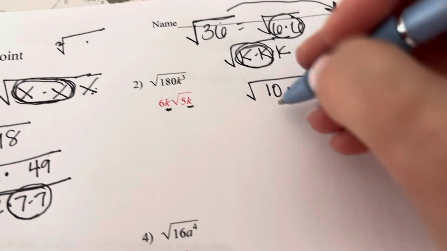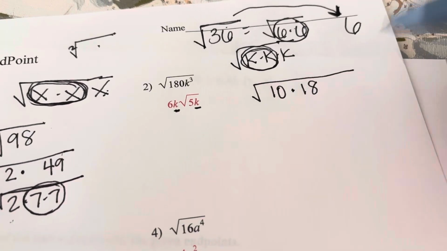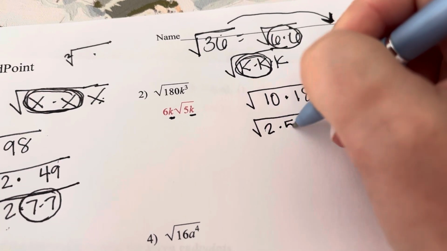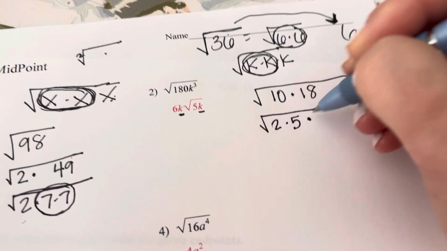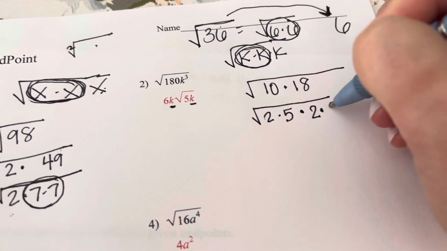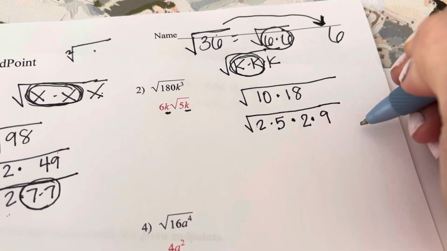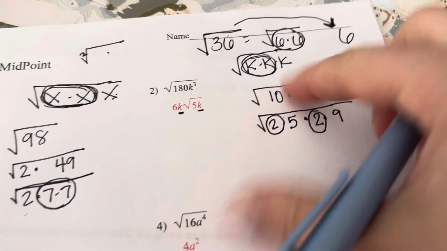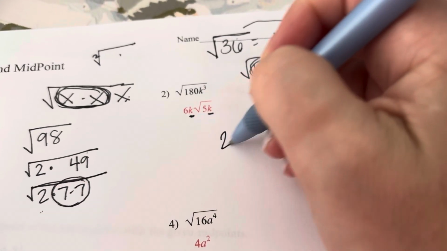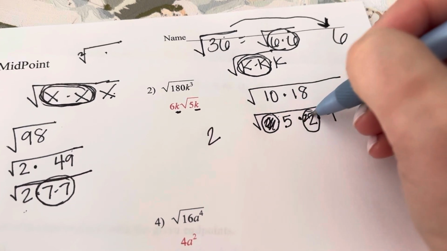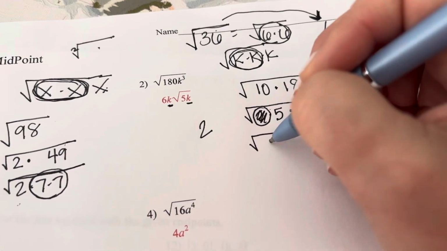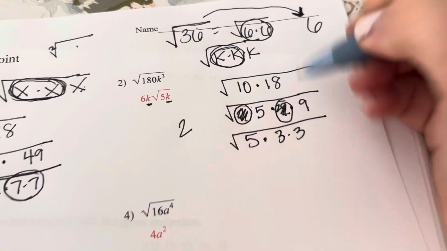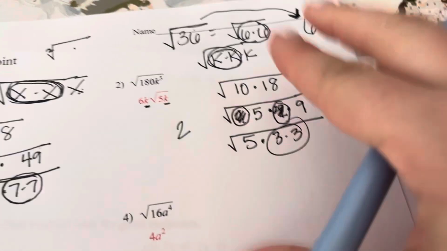Right? Do I have a 2 of a kind there? No. So I come here and I can go 2 times 5 is 10 times 2 times 9, right? Well, I could pull out this, I have a pair. I spit out the 2. Now, 5 times 3 times 3. I have a pair.